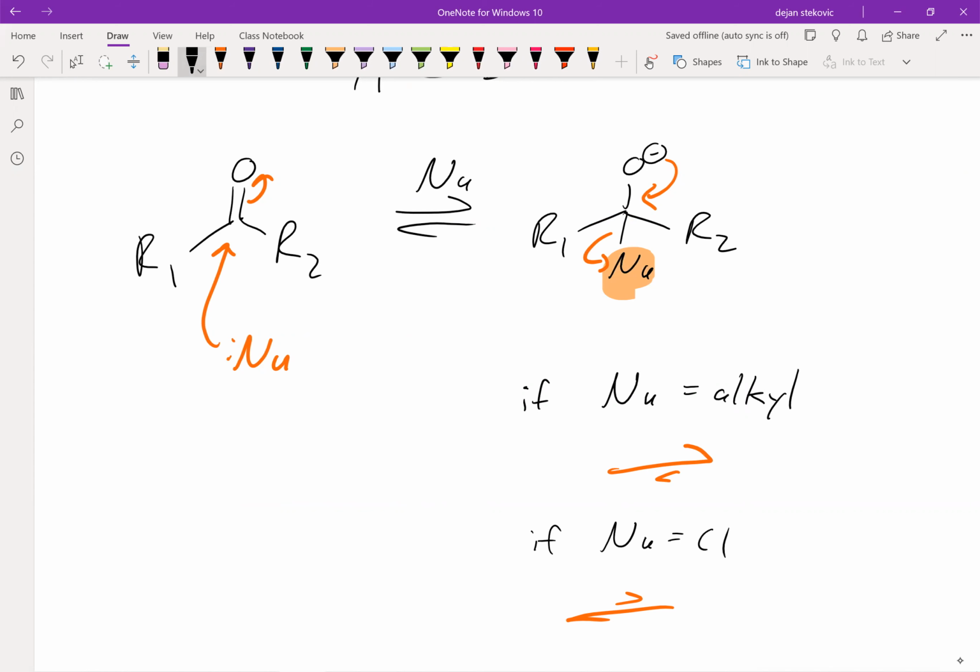This is important to note because we'll see some intermediates and whatnot that could be important, even though it's not quite obvious that they are part of the mechanism.